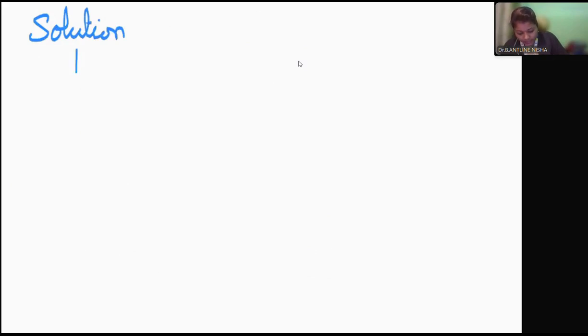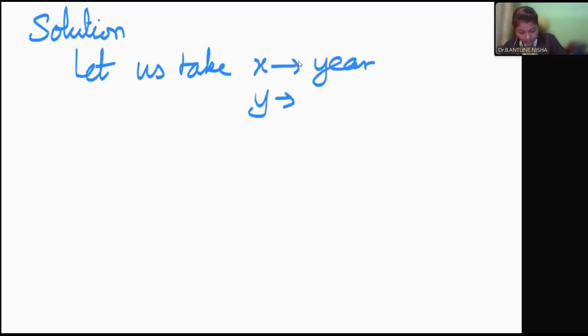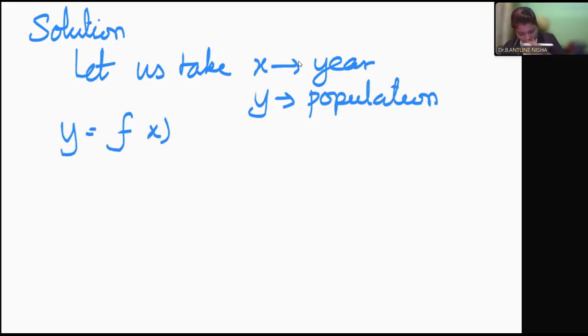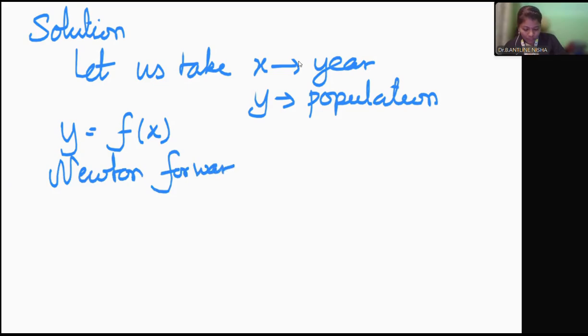Here, let us take x as year and y as population. And we know that y is equal to f of x. Now we can write the Newton forward interpolation formula.